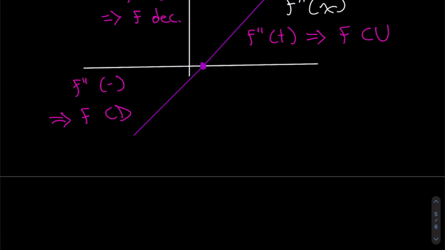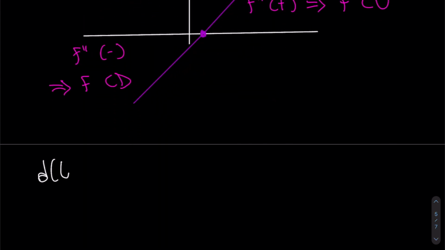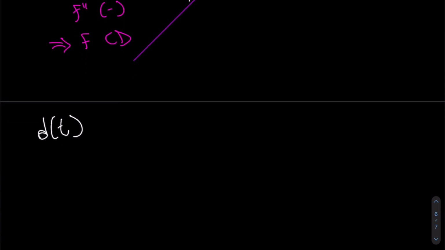So if I have some distance function, some function d of t, I can find the velocity at any point in time by finding the derivative with respect to t of the function d of t.